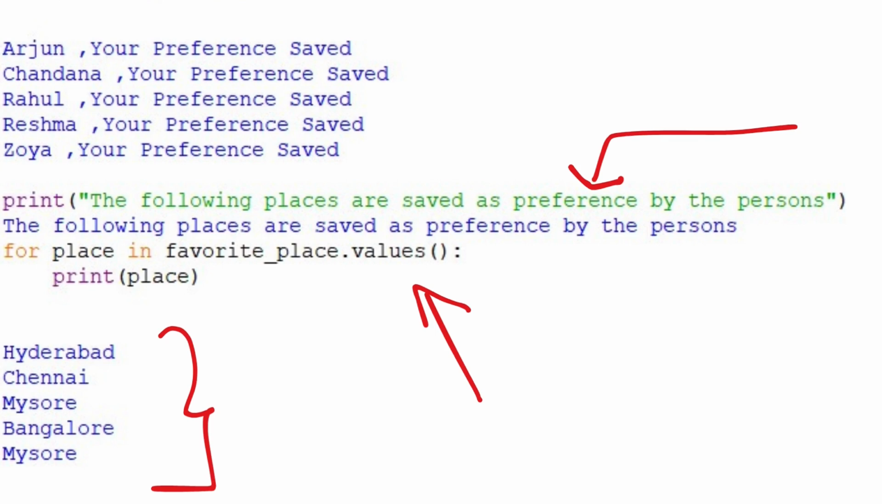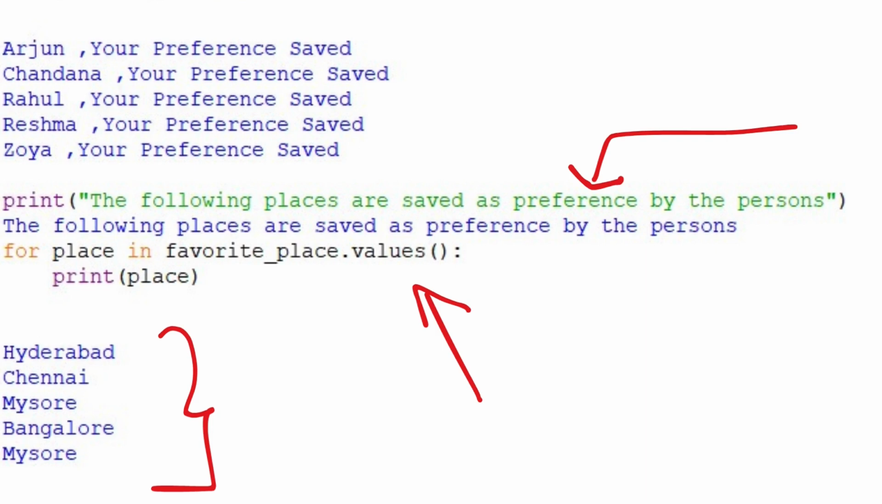And I'm going to use a for loop here. So for place, where place is a temporary variable, in favorite places dot values method. Favorite places is the same dictionary, and dot values method. And I'm going to print the places. Now the for loop pulls each value from the dictionary and assigns it to the variable place. The output here is Hyderabad, Chennai, Mysore, Bangalore and Mysore.